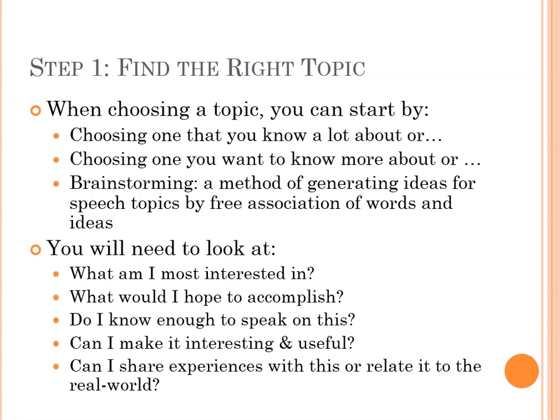No, you want to choose something you know a good bit about, or at least one that you want to know more about, that you have some information on. And then another thing you can do is just brainstorm. Brainstorming for a topic is basically a method of generating ideas by free association of words and ideas. So just sit down with a piece of paper and start writing out anything that pops in your head and then start narrowing it down. That's how brainstorming works.